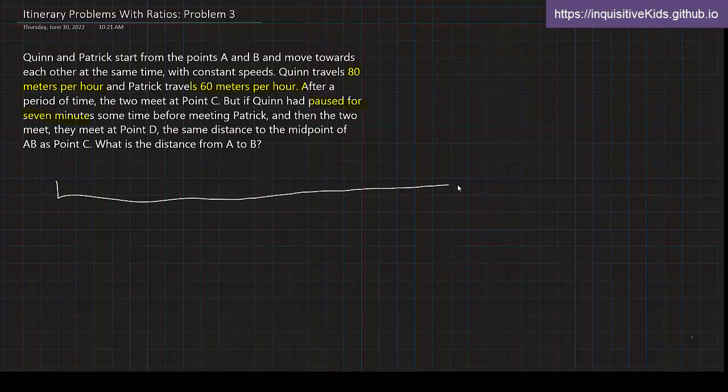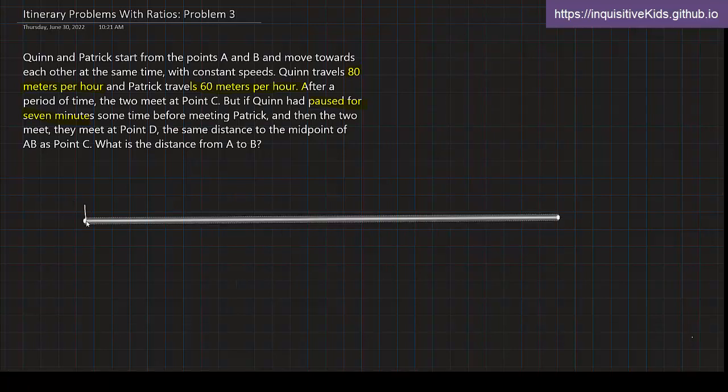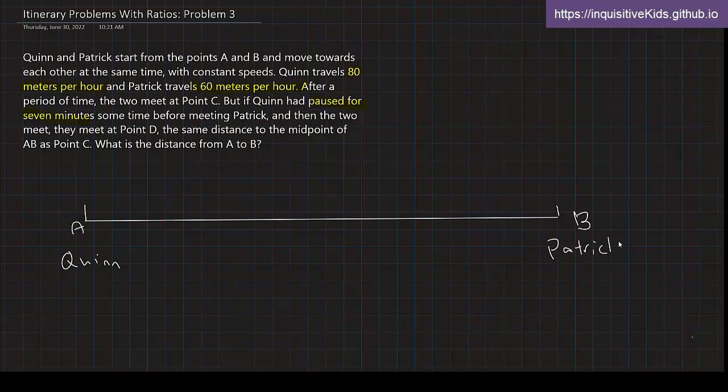So this is just to represent what's going on right here. So 2 points. This is A, and this is where Quinn starts. And this is B. This is where Patrick starts. So they're going towards each other. And Quinn is 80 meters per hour, and Patrick is 60 meters per hour.